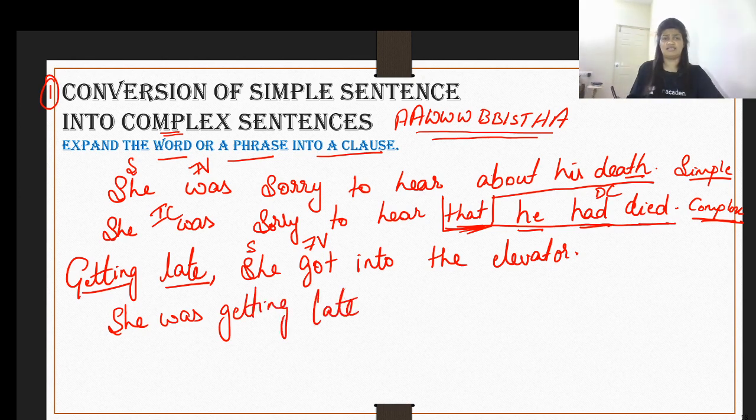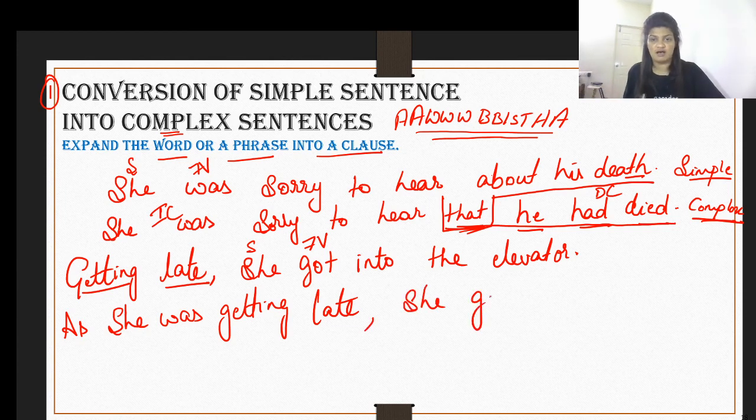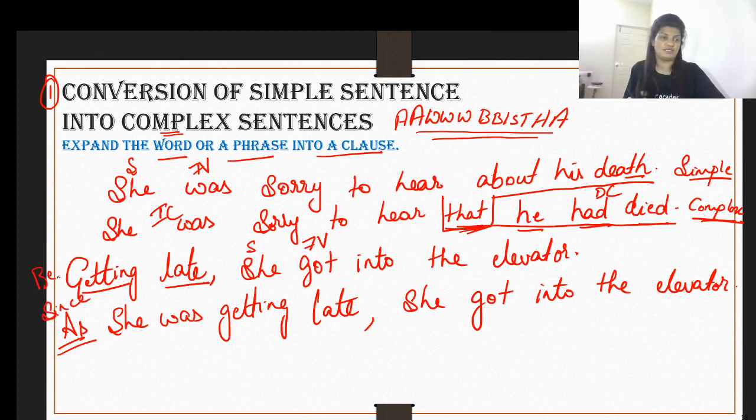But does it still make sense? Did we leave out the conjunction? We did. So we are going to put the conjunction, which is as. As she was getting late, she got into the elevator. What can we replace as with? As can also be replaced with since and because. Remember, I told you that, since and because. As she was getting late.